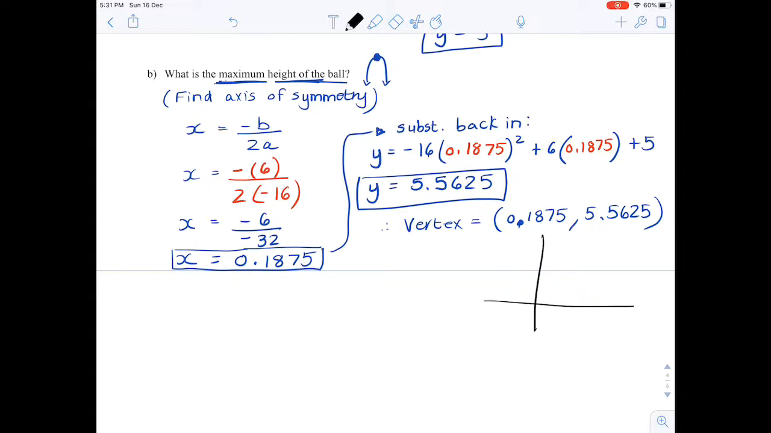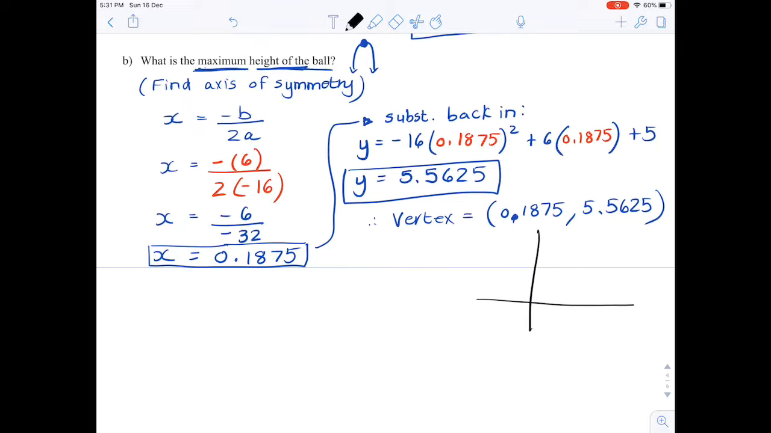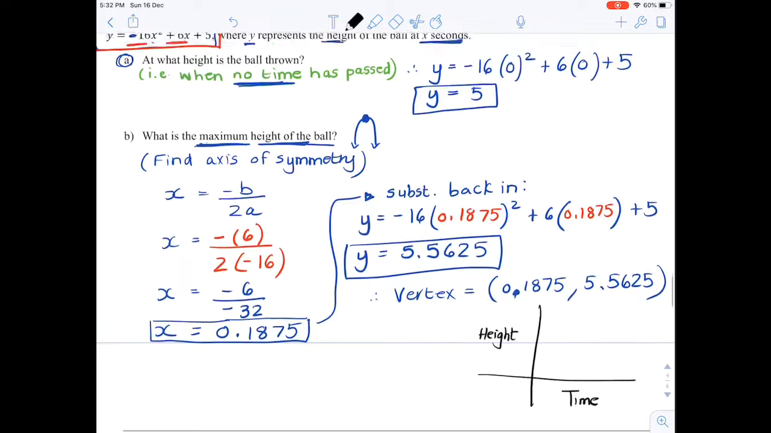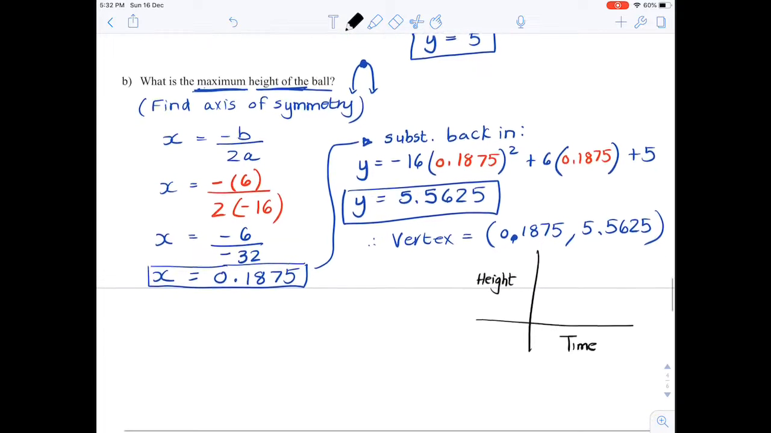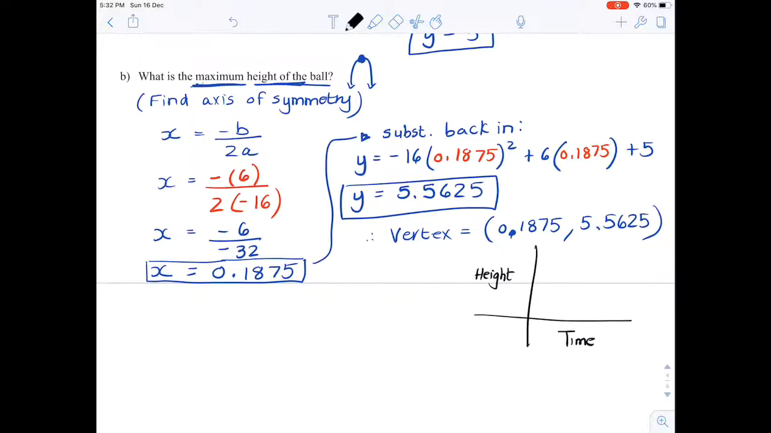So I've got height here on my y-axis, and I've got time here on my x-axis. Remember, we said in question A, at what height is the ball thrown? The ball was thrown at 5 feet, so approximately here. Then it went up and it came back down, of course. It also does come over here, but that's not realistic; we don't go back in time. So the question was, what is the maximum height of the ball? In other words, what is this height right here?